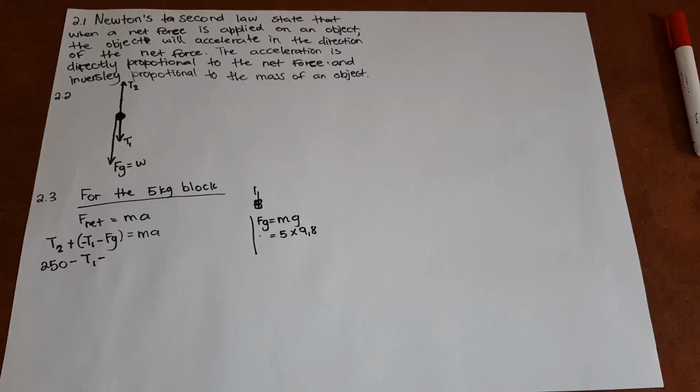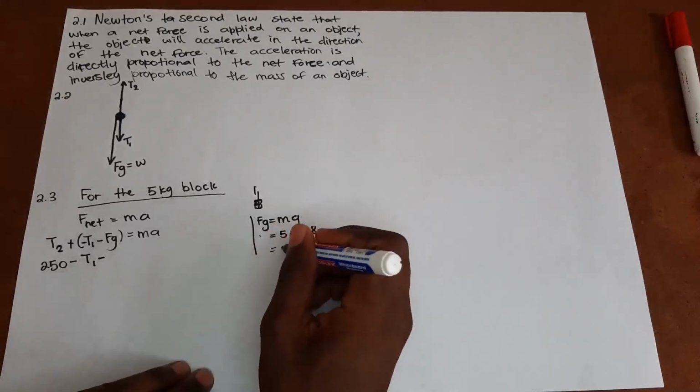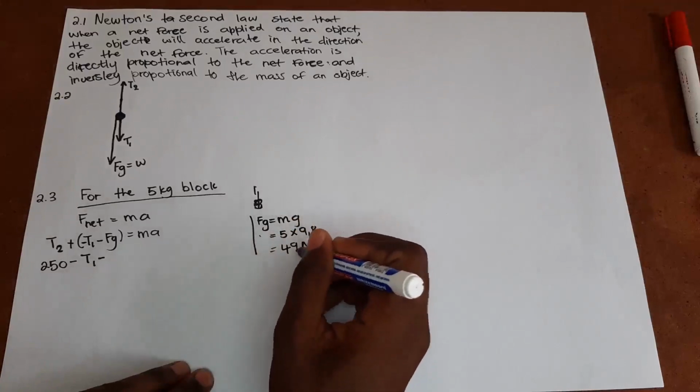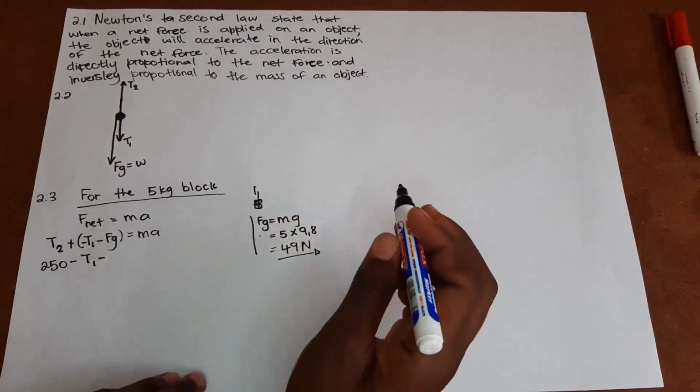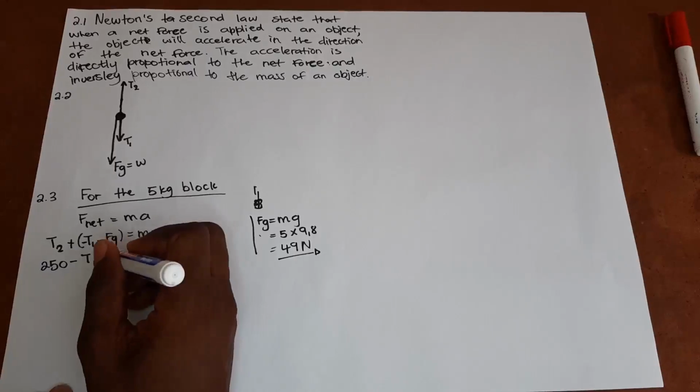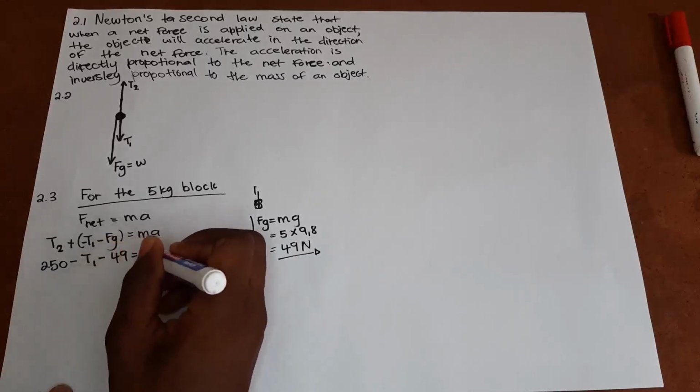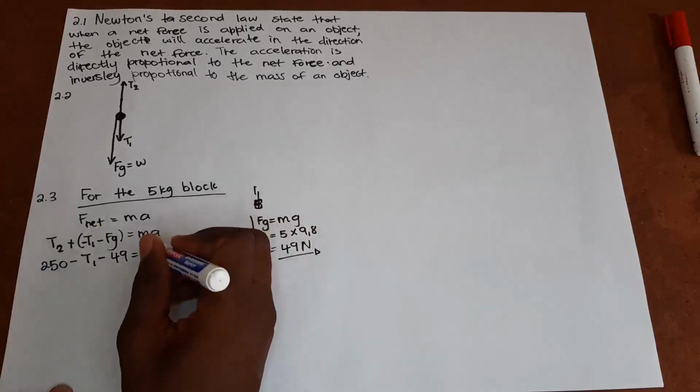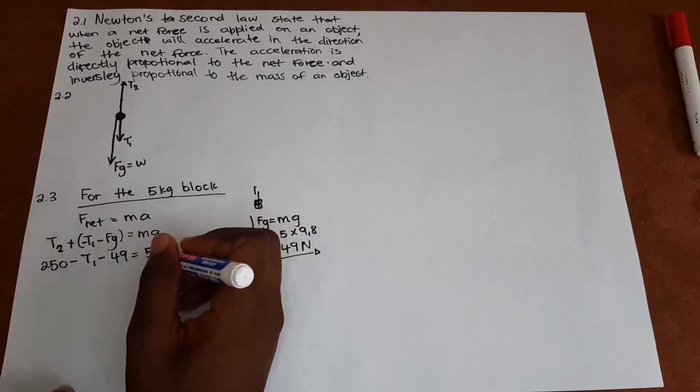5 multiplied by 9,8 is equal to 49. Sorry, this is equal to 49 newtons. So we have negative 49, that's our mass there, it's 5. Yes, that's our solution.